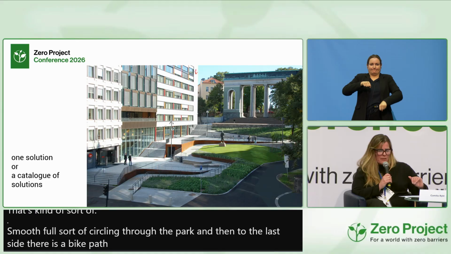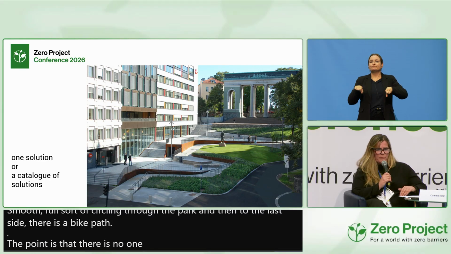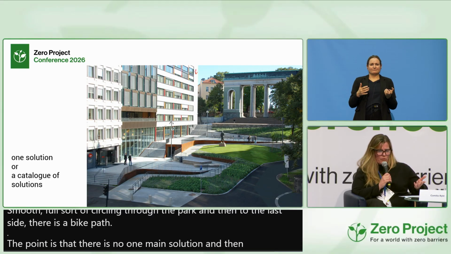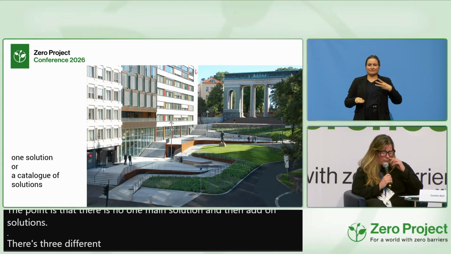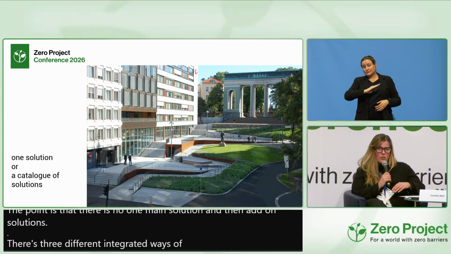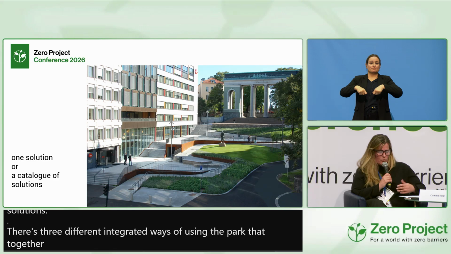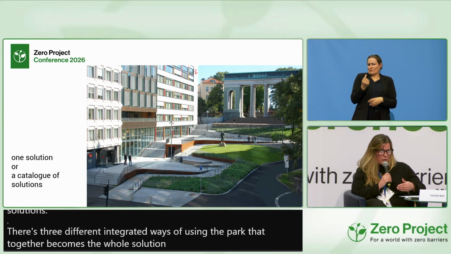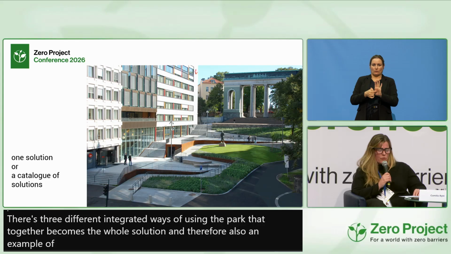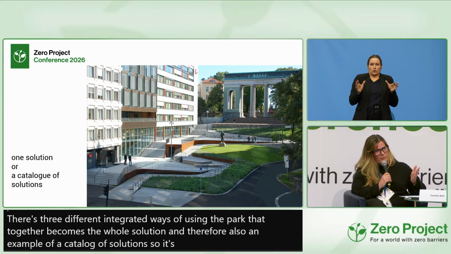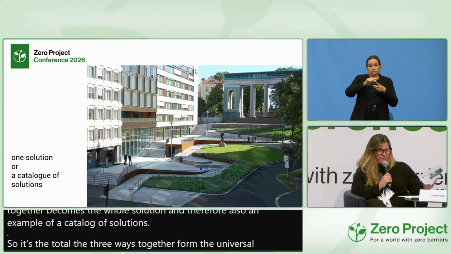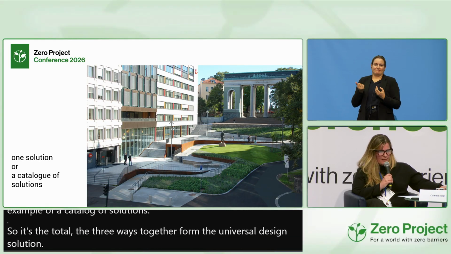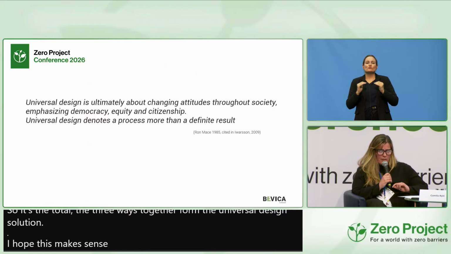The point is that there is no one main solution and then add-on solutions. There are 3 different integrated ways of using the park that together become the whole solution, and therefore also an example of a catalog of solutions. So it's the 3 ways together that form the universal design solution. I hope this makes sense.